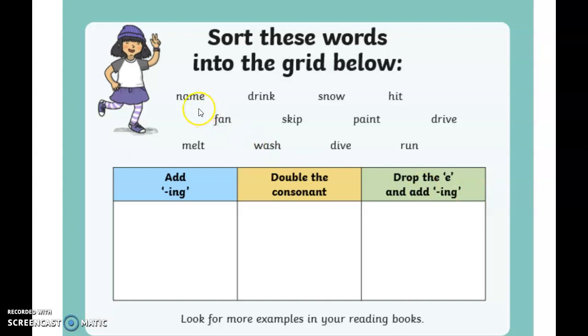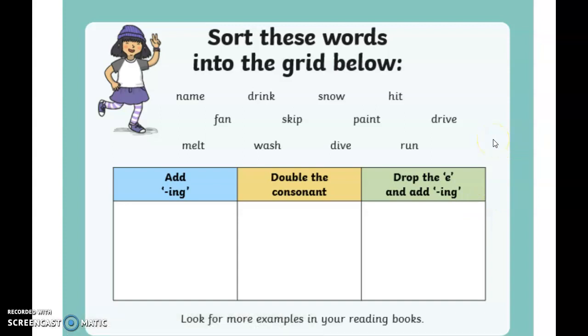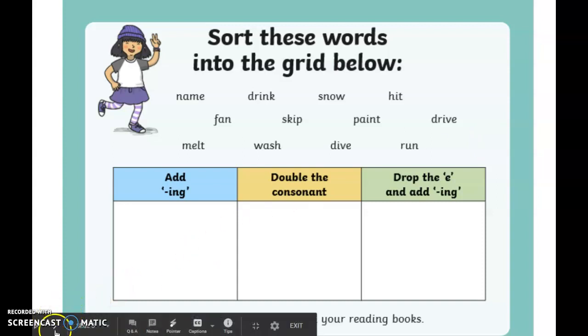You need to change these words by adding the ing suffix using the correct spelling rule, okay? So name would become naming, drink would become drinking, snow would become snowing, okay? Make sure you apply the rule correctly and sort it into the correct grid. So I'd like you to pause the video now and do that activity, okay? And then I'd like you to check your answers. So pause the video, do your activity now before I show you the answers.